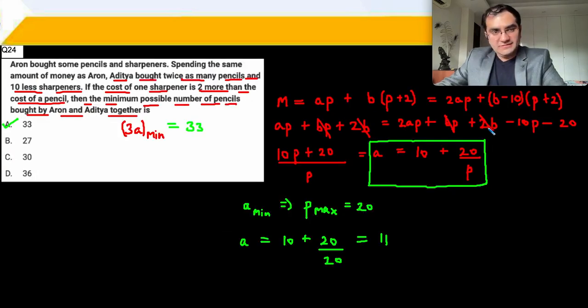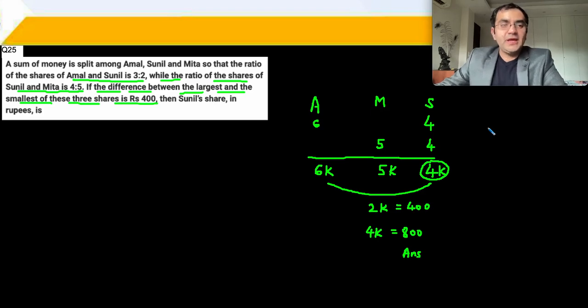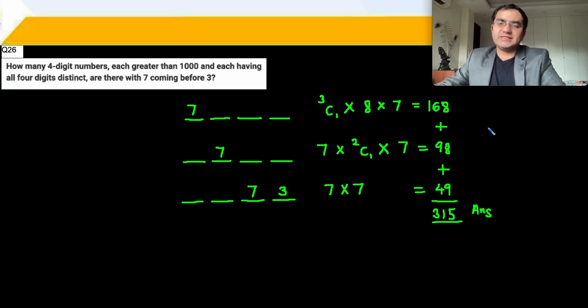24th was tough because of the maxima minima. So this is actually not even an arithmetic question but an algebra question. 25th was the easiest question of the paper, based upon ratios, and 26th was a tough PNC question.